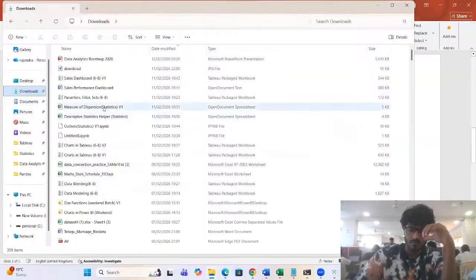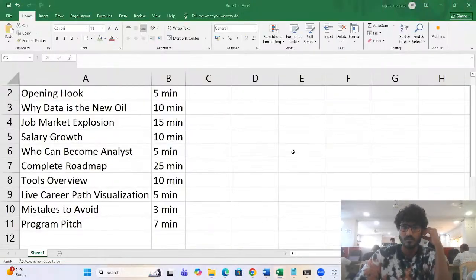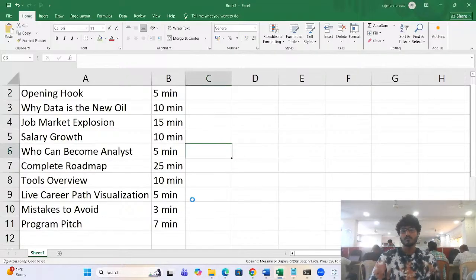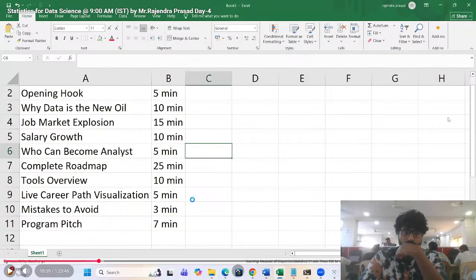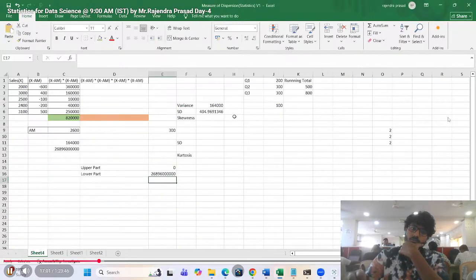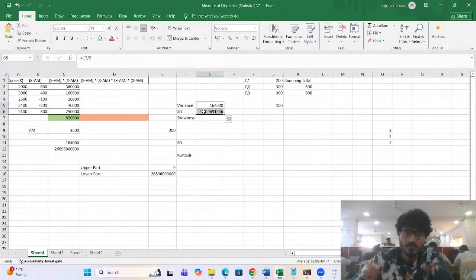Descriptive measures of central tendency, measures of dispersion. In the last class, we used one Excel file. In that Excel file, we calculated the variance and standard deviation. Standard deviation is nothing but sigma. X is X, and you have the mean.